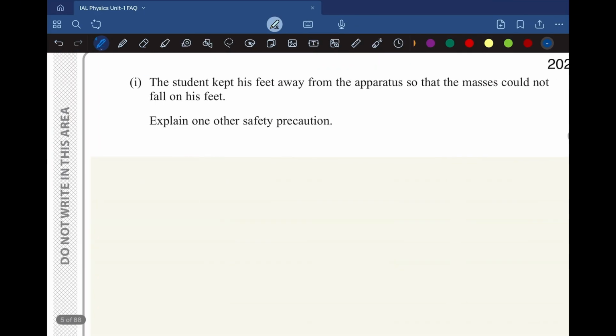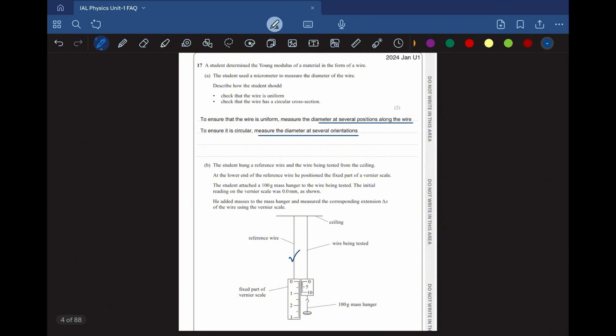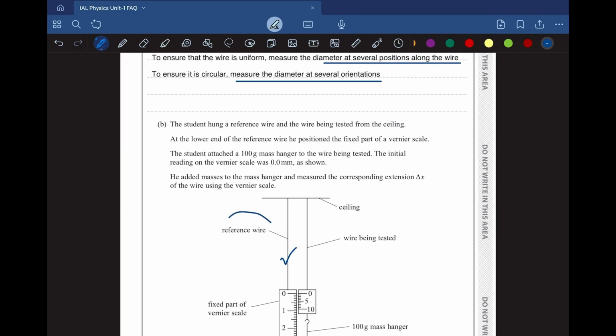So the next question says, the student kept his feet away from the apparatus so that the masses could not fall on his feet. So basically that was a safety precaution he has taken. Now the question asks us to explain another safety precaution that we can give. Okay, now one thing we can see right here, that this is a wire, right?